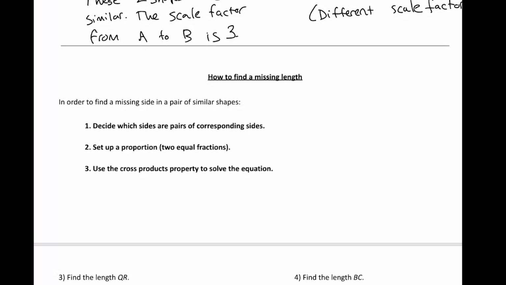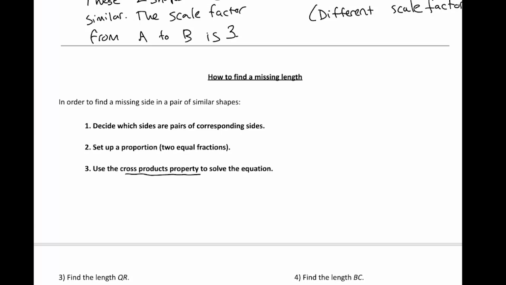Then you want to set up a proportion. This is going to be 2 equal ratios, 2 equal fractions. So this will be something similar to when we talked about how to solve proportions. You're going to have 1 unknown and 3 knowns, and then we can use the cross products property to solve that equation, which is cross multiplication. Sometimes it's called that.